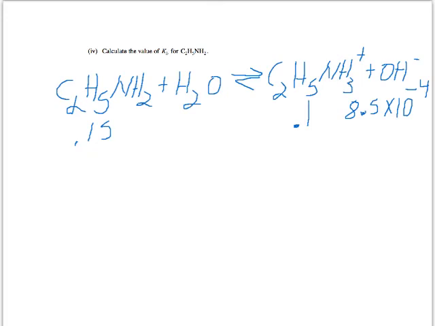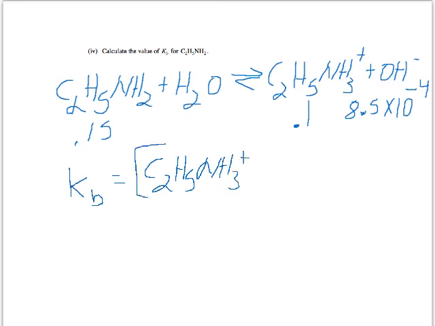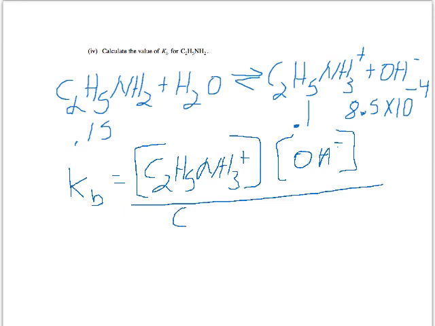Alright, this is the last step. This one is asking to calculate Kb for the reaction that we had with the, I think, the second step. So you want the concentration of C2H5NH3 plus and the concentration of OH. So this is just products over reactants. And then that's over the concentration of C2H5NH2.